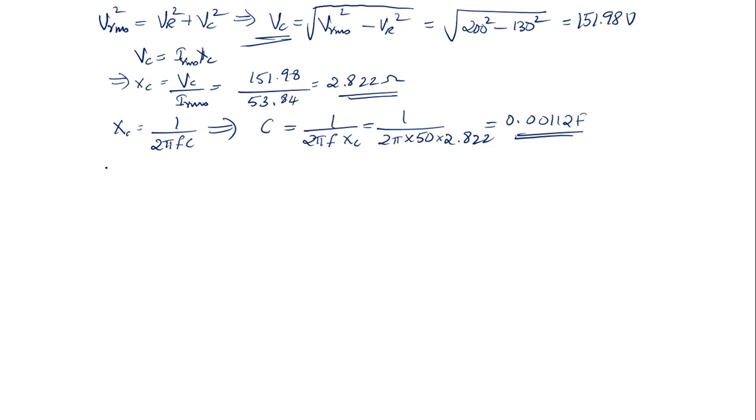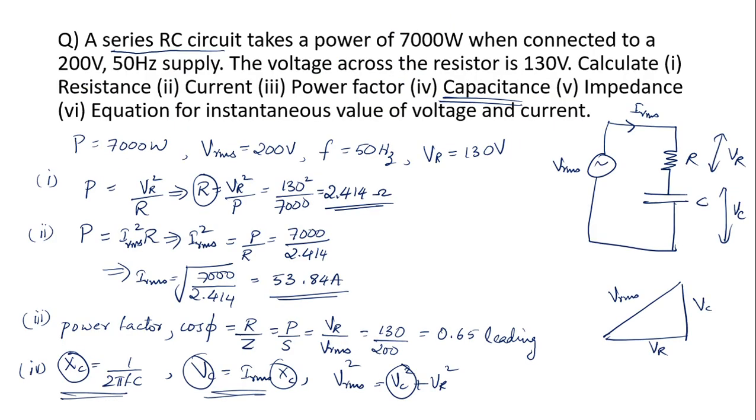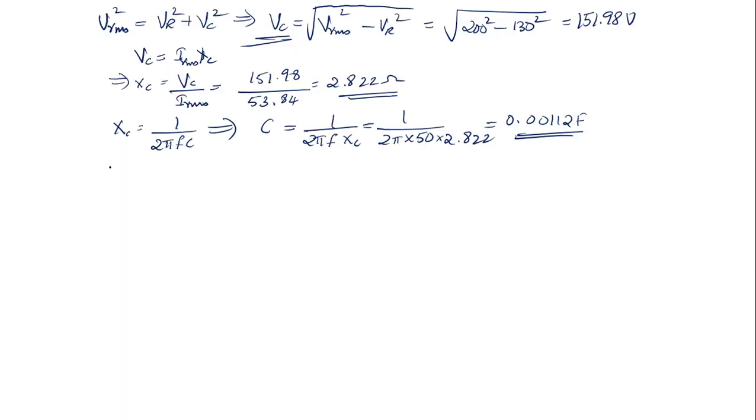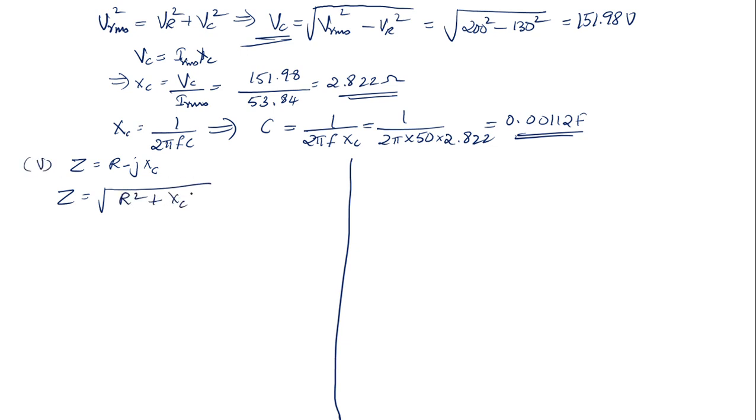And the next part: you have found out the resistance, the current, the power factor, and the tough one was the capacitance. How can you find out the impedance? You already know the equation for impedance. Z is equal to R plus J into XL minus XC, but here there is no inductance, so you have only XC. Since it's only a capacitance, it is actually minus, and we just need the magnitude over here. So square root of R square plus XC square will give you Z.